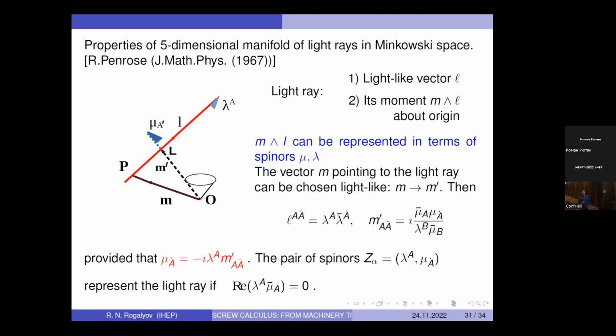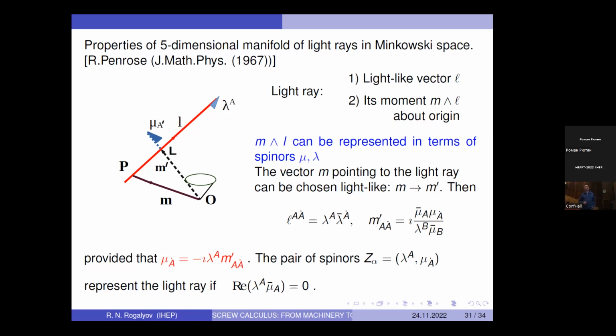Penrose noticed that this B vector can be represented in terms of spinors, and his second observation is that vector m pointing to the light ray can be chosen as a light-like vector. It is shown here. If we choose an arbitrary vector indicating the light ray, we can choose a light-like vector that will point to the same light ray.